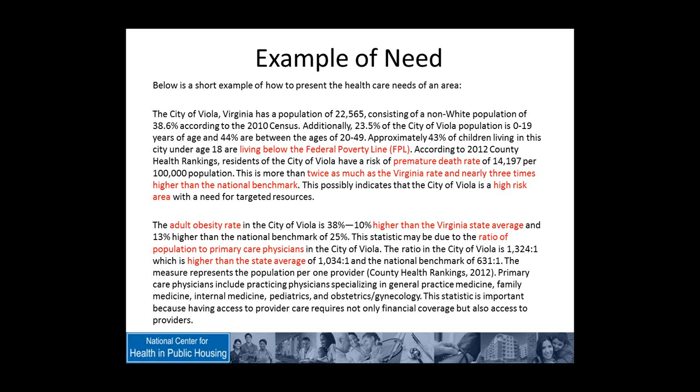This example just shows you the city of Viola in Virginia, just a hypothetical city that we made up, but highlighting some of the things that this population is facing.